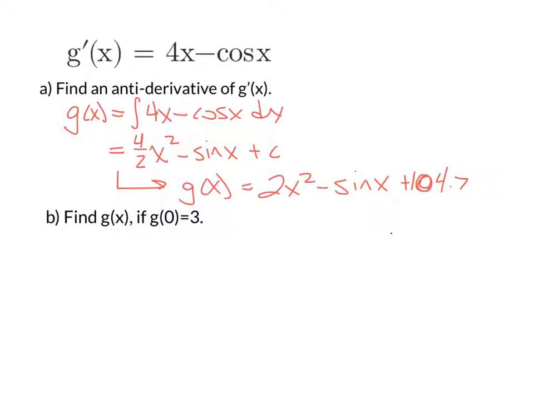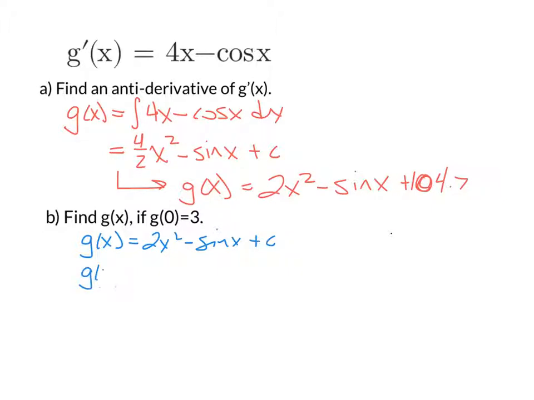In the second part, though, I ask you to find the exact g of x if we do know what g of 0 is. The g of 0 is 3. So going back to our very general solution of g of x being 2x squared minus the sine of x plus c, what I want to do is to find out what that c is going to be if I were to plug 0 in.